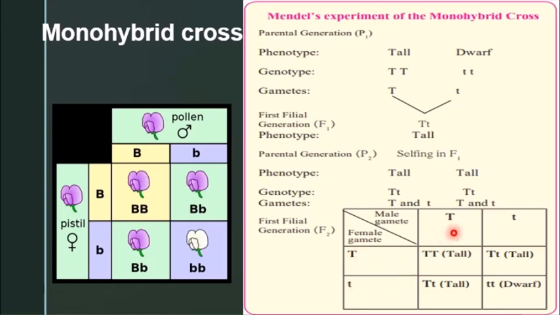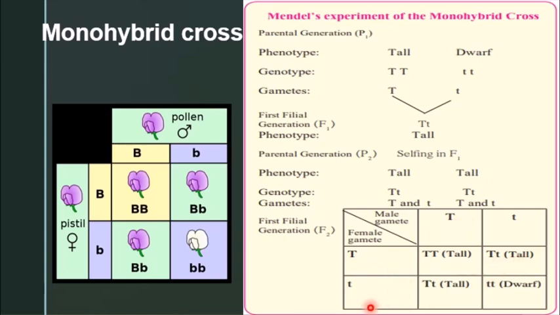This and this. So the first cross that will be formed will be what? Capital T, capital T. As both are the dominant character, the plant will be tall. Second will be what? Small t and capital T. So it will be what? Tall only, because it is having one capital T.